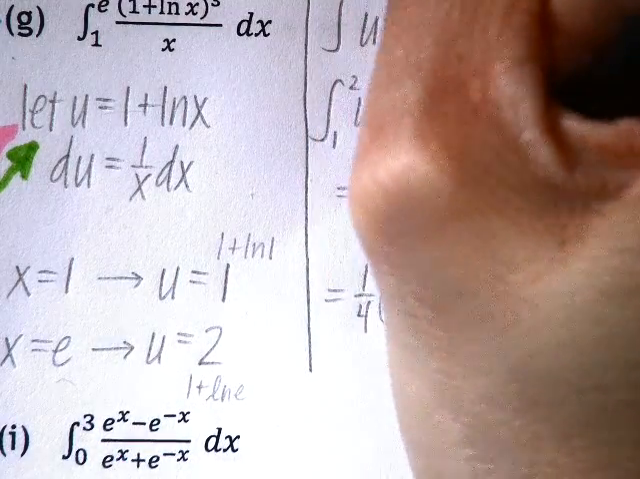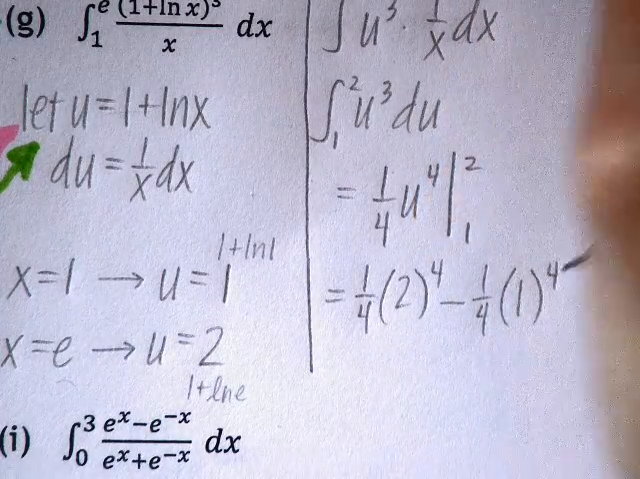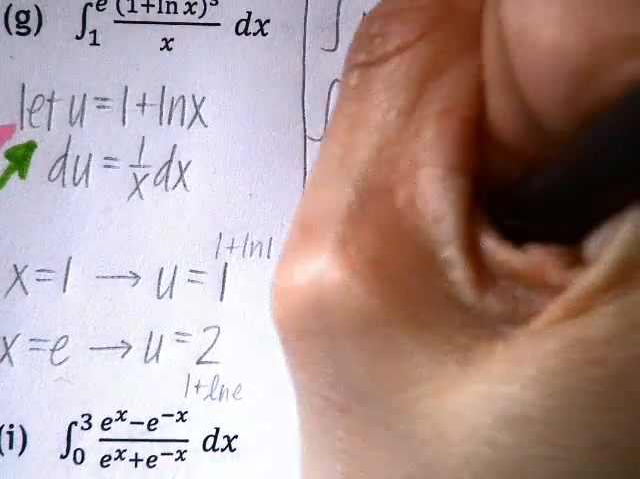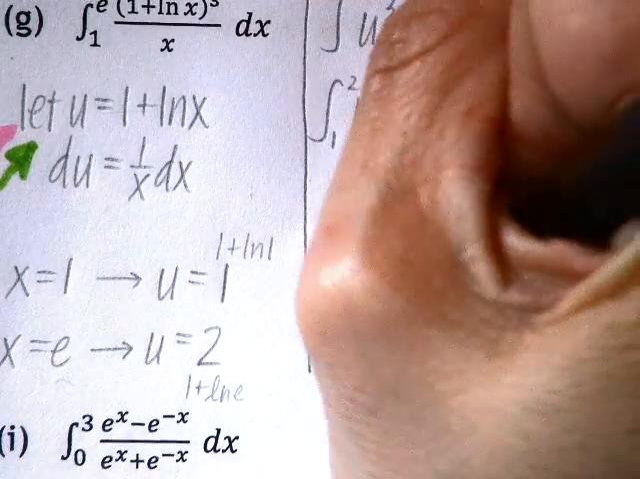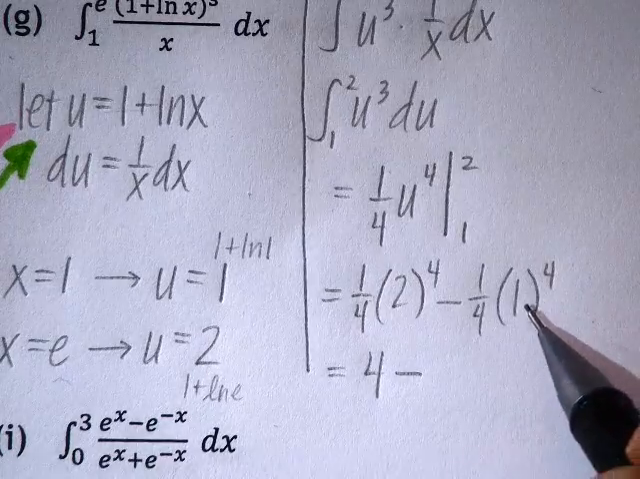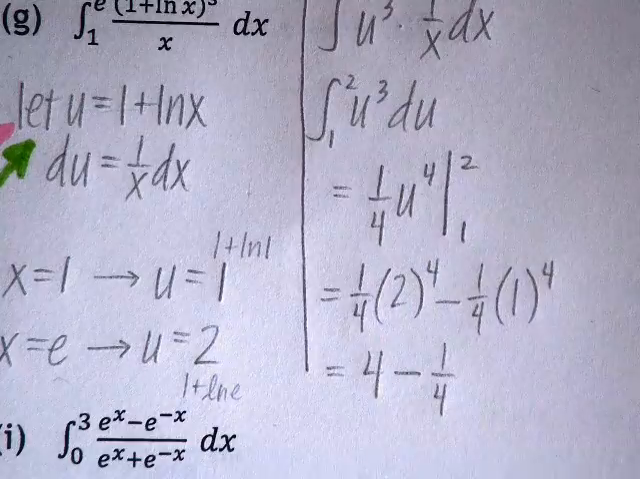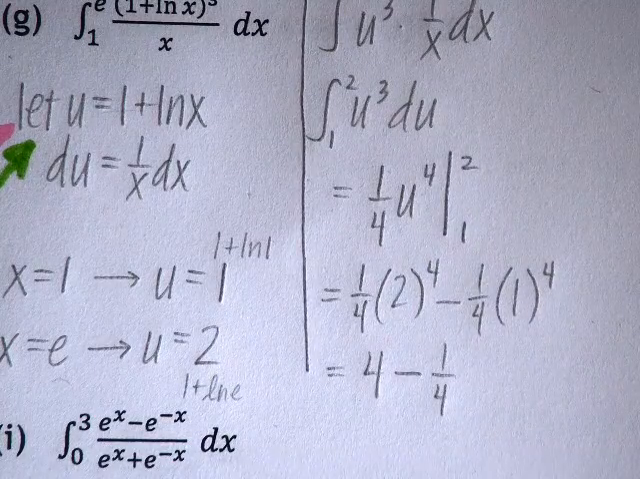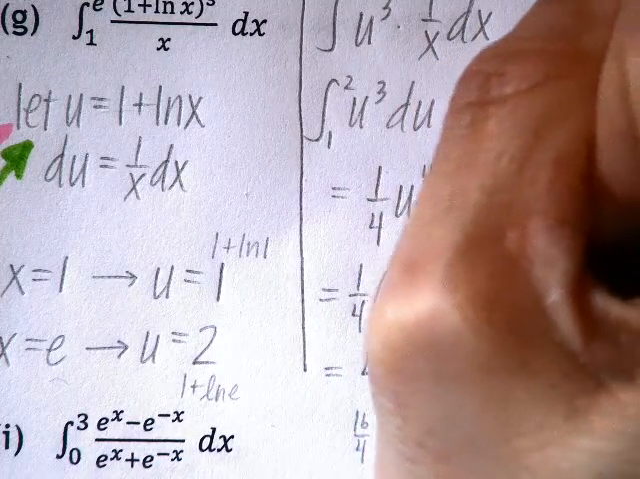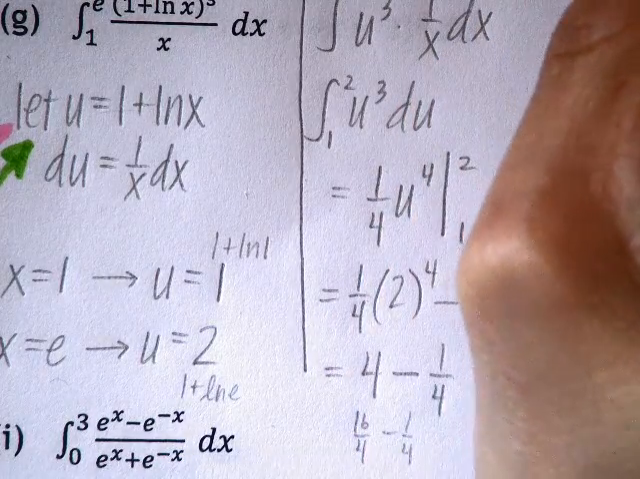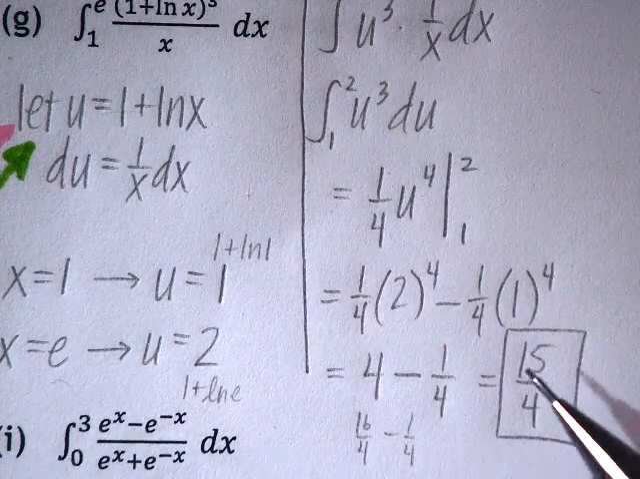I have 1/4 times 2 to the 4th minus 1/4 times 1 to the 4th that I need to simplify. Nicely, 2 to the 4th is 16. 16 divided by 4 is 4, minus 1 to the power of 4 is 1, times 1/4 is 1/4. So it's not the prettiest for sure, but a quick common denominator might be all you need. You can call 4 16/4 minus 1/4, and the overall answer ends up being 15/4. It's not wrong to leave it as 4 minus 1/4 either, by the way.